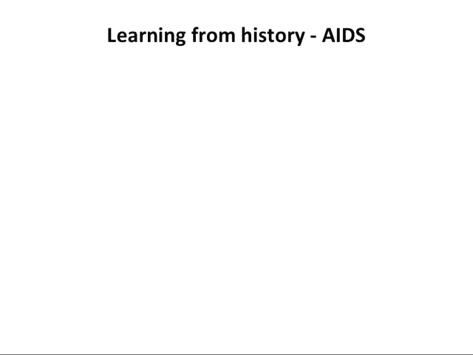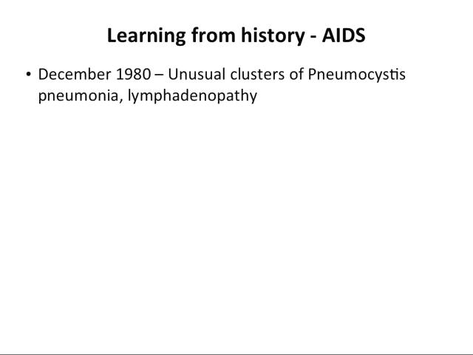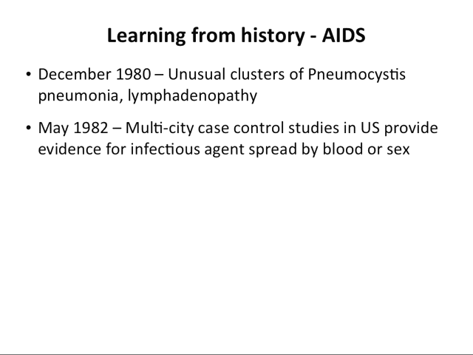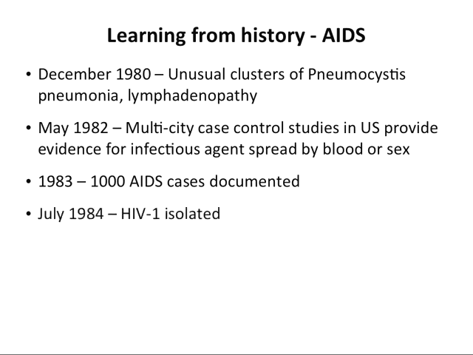So actually, it's interesting to look at how the AIDS epidemic progressed in this sense to get a sense for how long it takes. So you remember from our talk about AIDS, 1980 were the first clusters of unusual infections suggesting that something was going on. And 2 years later, multi-city case control studies provided evidence for spread of an agent causing these infections. Okay. Good epidemiology. By 1983, there were 1,000 AIDS cases documented. The virus wasn't isolated till July of 1984.